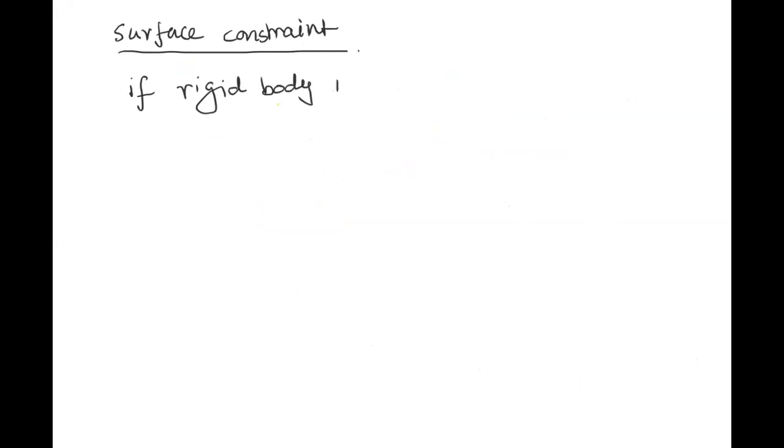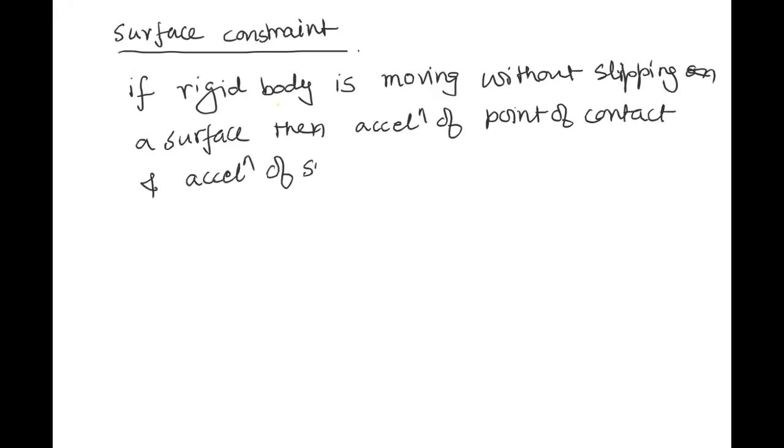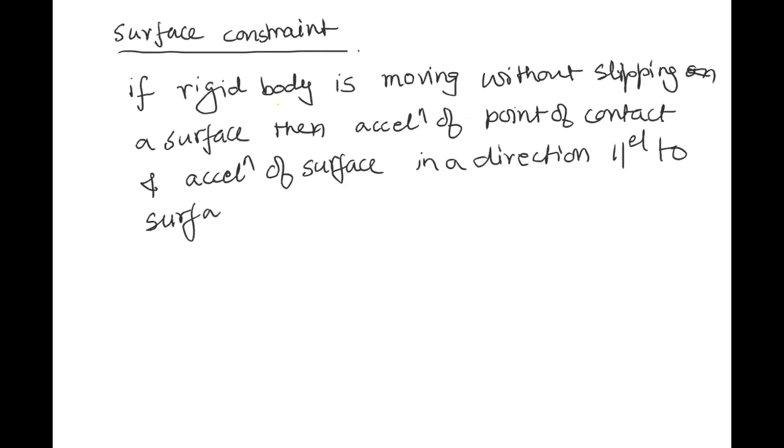Surface constraint. Very, very easy. If a rigid body is moving without slipping on a surface, then the acceleration of the point of contact and the acceleration of the surface, in a direction parallel to the surface, right? Very important. Must be the same.